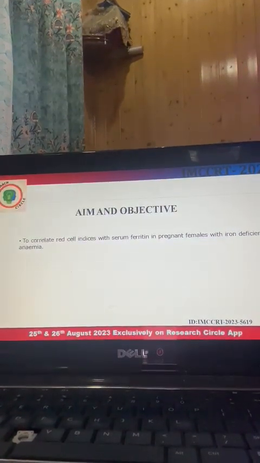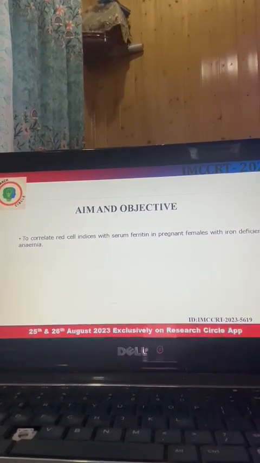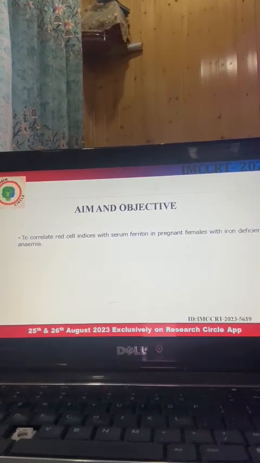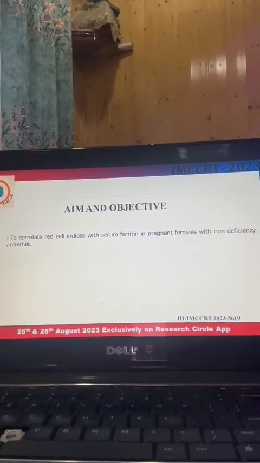Now coming to the aim and objectives of this presentation: it is to correlate red cell indices with serum ferritin in pregnant females with iron deficiency anemia.